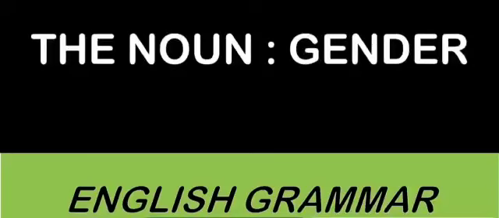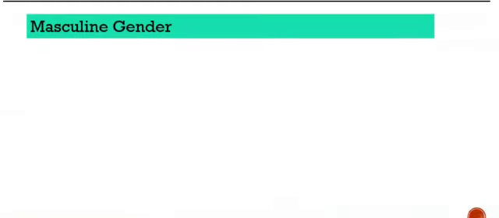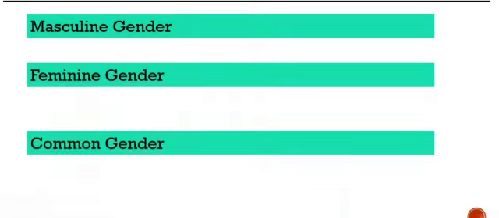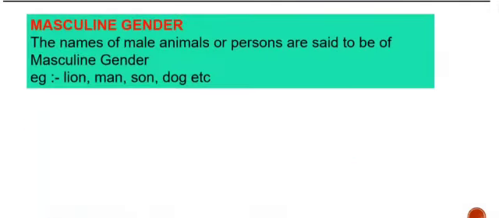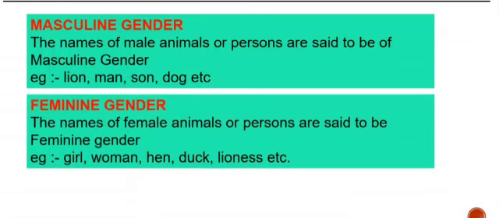In this video, we shall discuss the noun gender. There are 4 genders in English language: masculine gender, feminine gender, common gender, and neuter gender. Masculine gender are names of male animals or persons. For example, lion, man, son, dog, etc. Feminine gender are the names of female animals or persons like girl, woman, hen, duck, lioness, etc.